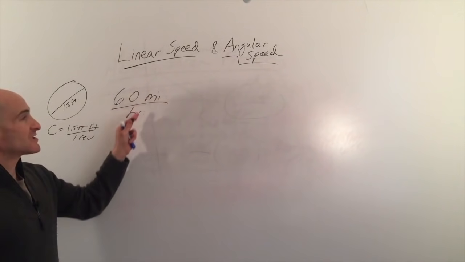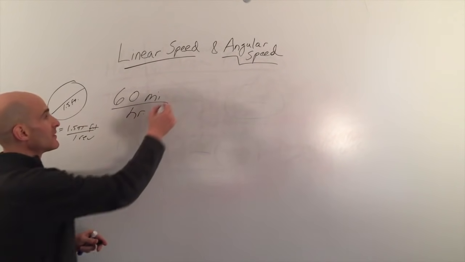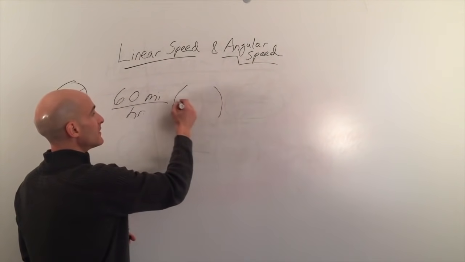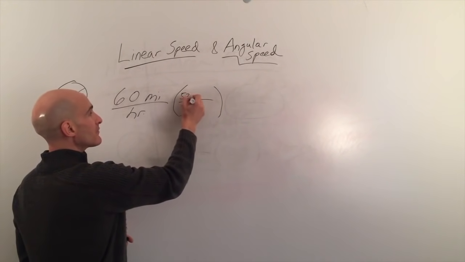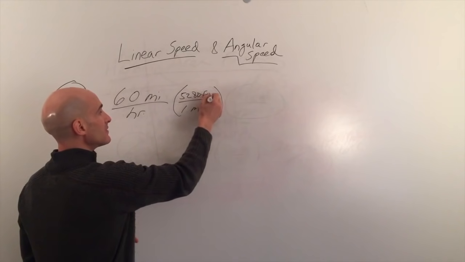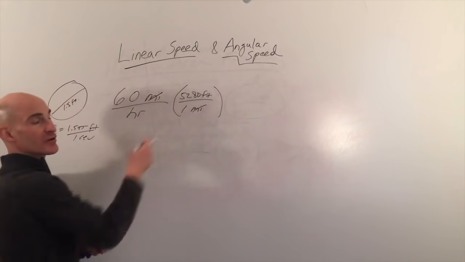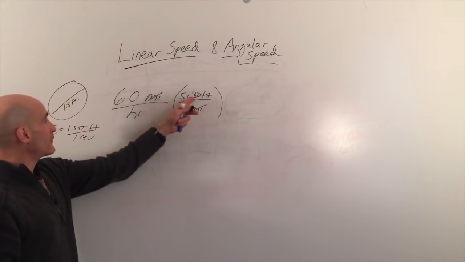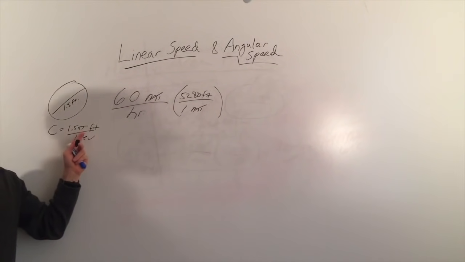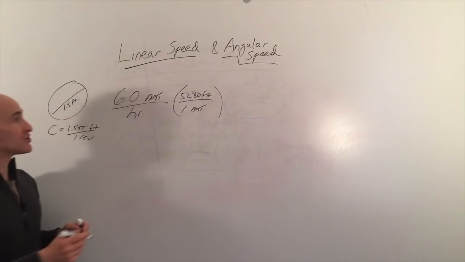So we're starting with 60 miles per hour, the vehicle's traveling. We're going to convert miles into feet. So 1 mile for every 5,280 feet. So see how the miles cancel, numerator and denominator. So you end up with feet per hour. Now the feet, we know there's 1.5 pi feet per revolution.